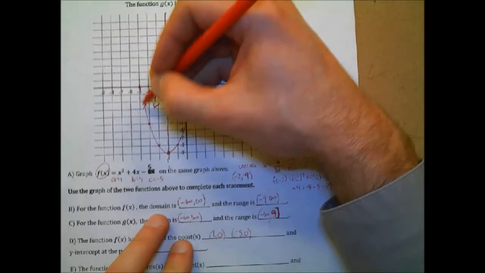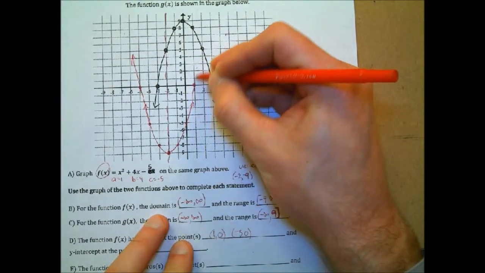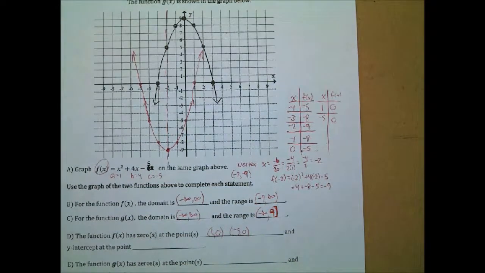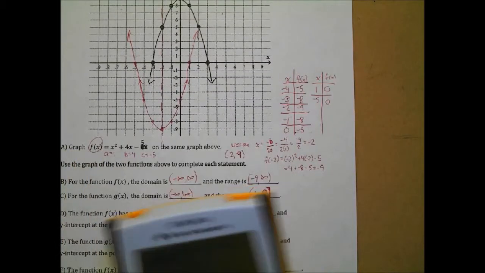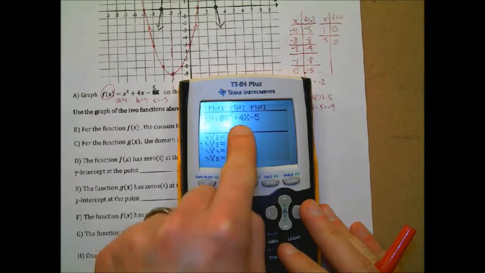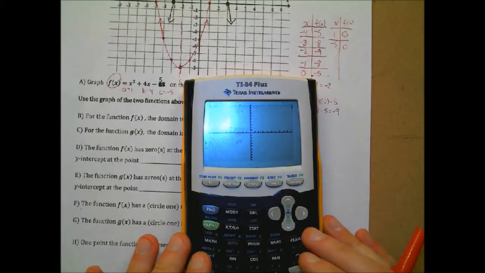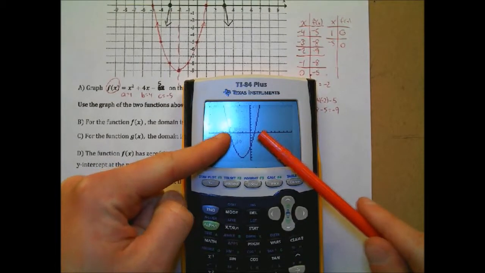If you graph this on your graphing calculator, which I did here, there's the x squared plus 4x minus 5. I put it on my graphing calculator. If you go to the graph, you can see the zeros. There they are. 1, 2, 3, 4, 5, right, -5, and there's 1. Okay, so there are 2 zeros.